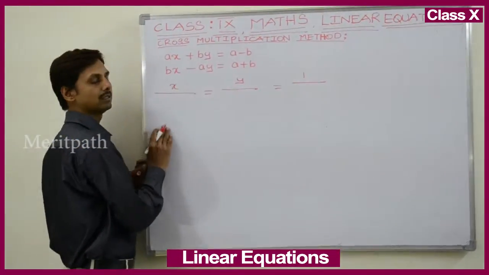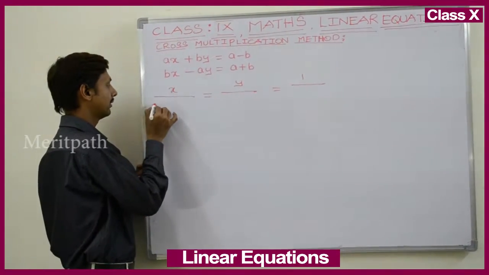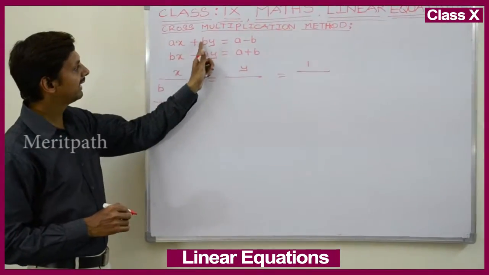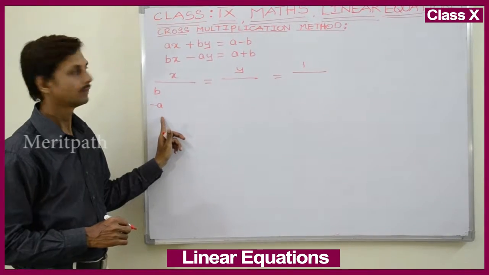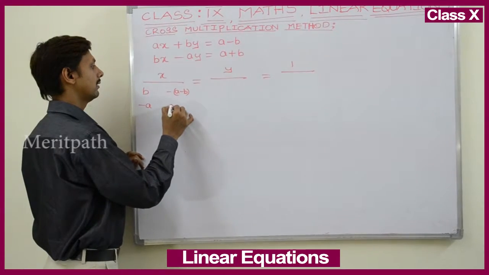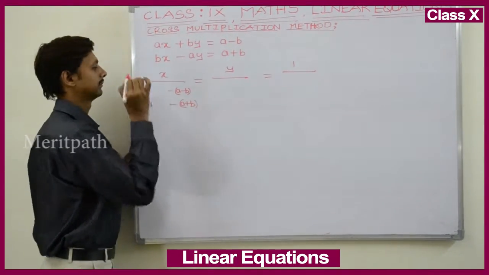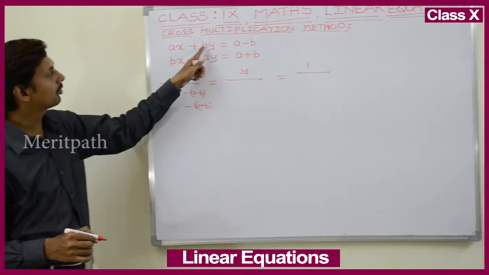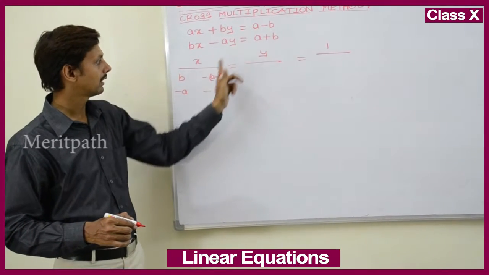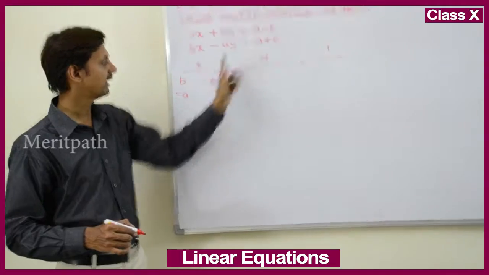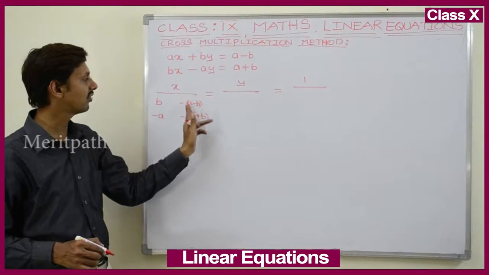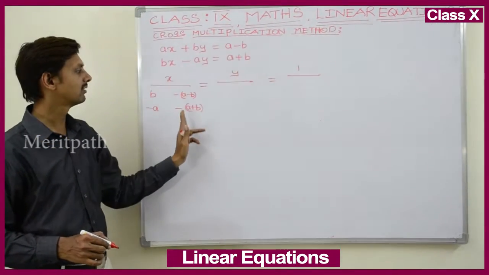So x divided by the coefficients of y we will take first. So b and minus a. The coefficients of y are b and minus a, and constants are minus of a minus b, minus of a plus b. Let us recall, coefficients of y are b, minus a and constants are minus a minus b, minus of a plus b. Reason is, when we transpose this to left hand side, it becomes minus of a minus b. This becomes minus of a plus b.